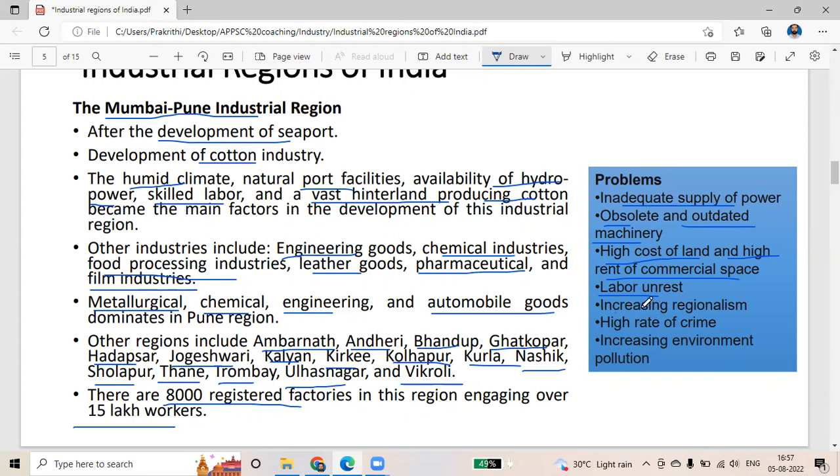Then increasing regionalism. Sons of the soil policy, जो particular area में है. If I am Arunachali, and I am saying that this is my region. This is my region. I don't allow outsiders to come and work here.